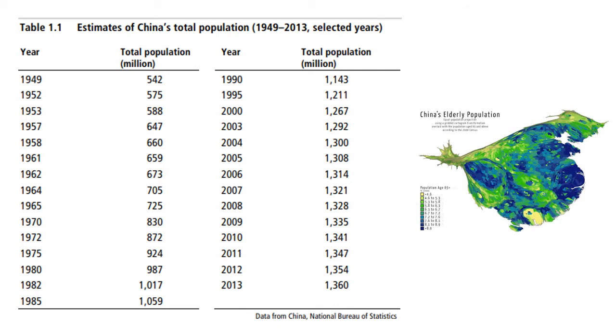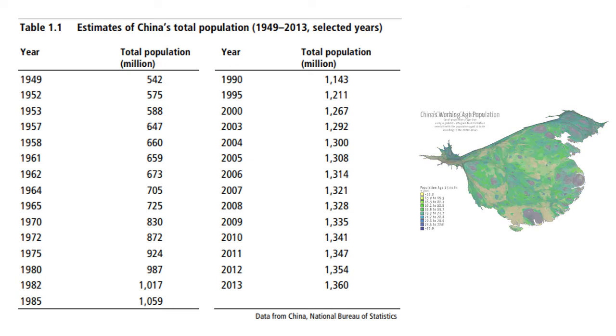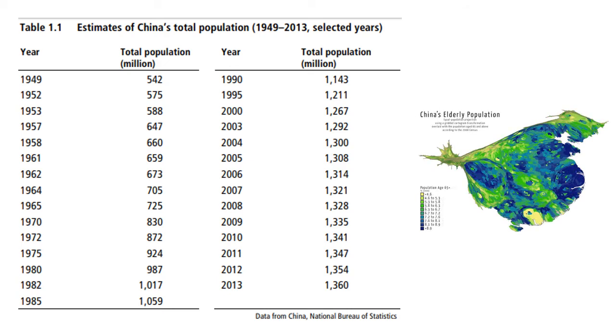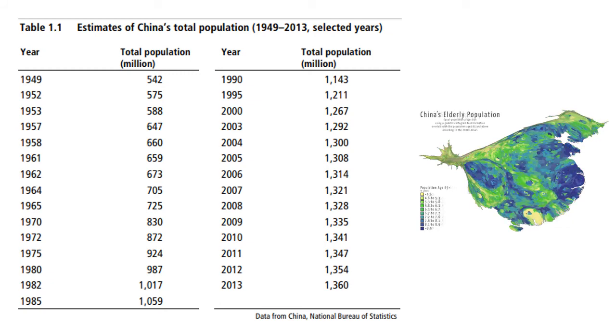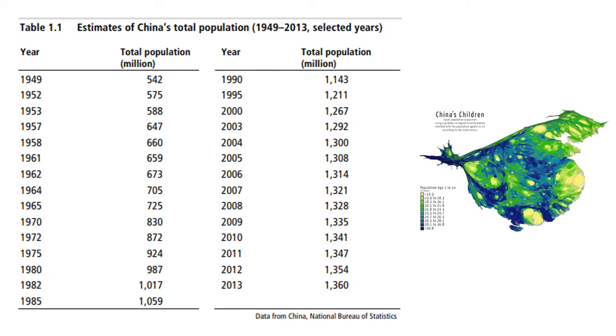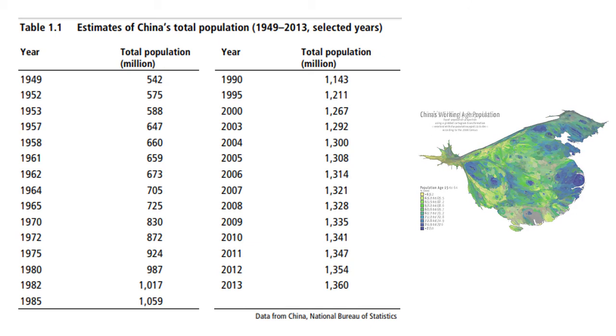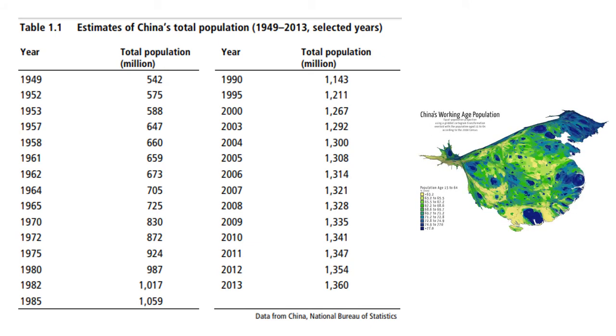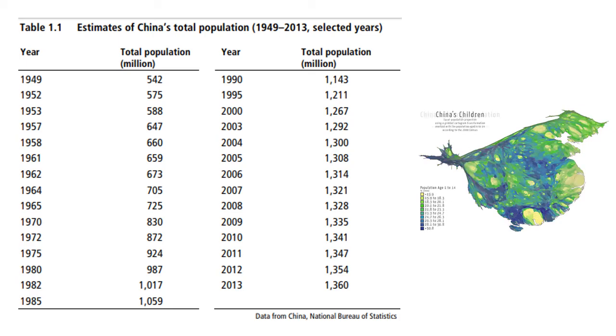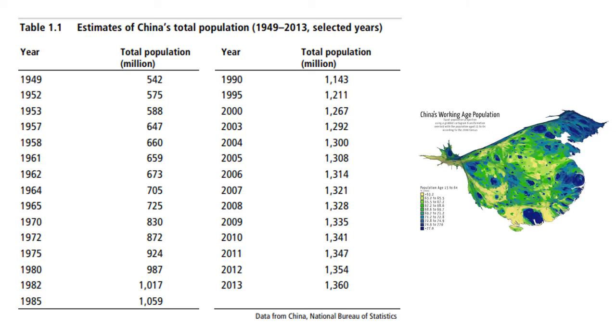And as you can see, in the first period from the early 1950s to the early 1970s, China's population growth was rapid, averaging over 2% per annum. As a result, total population increased from 542 million to 872 million between the years 1949 and 1972.